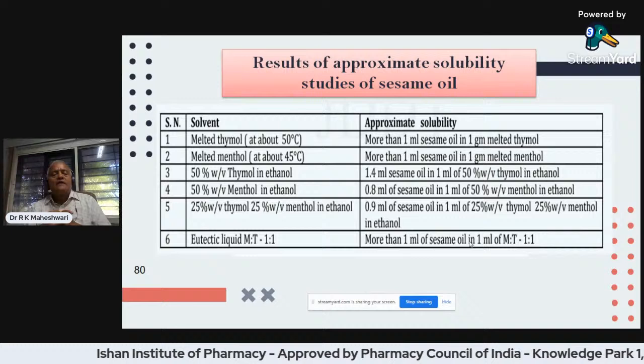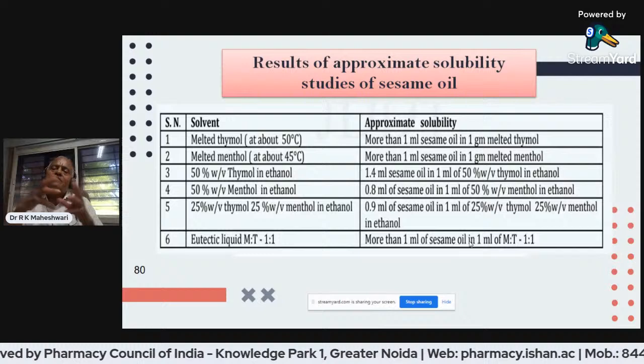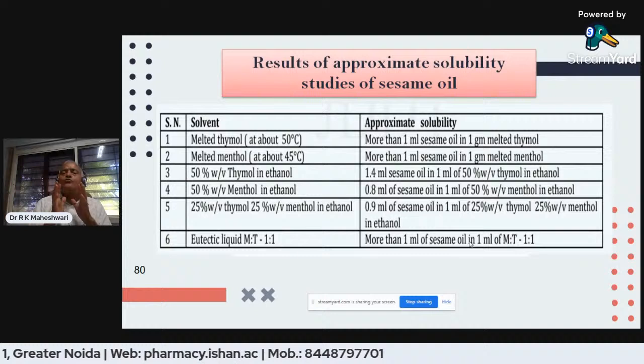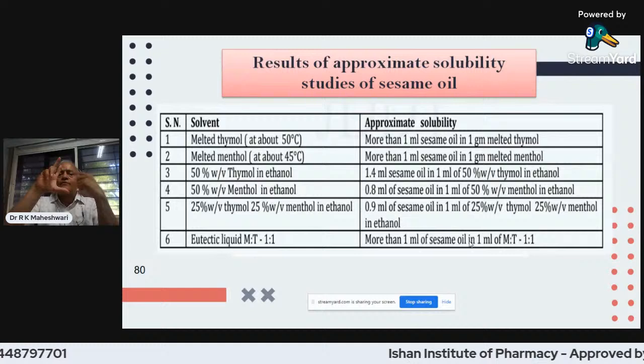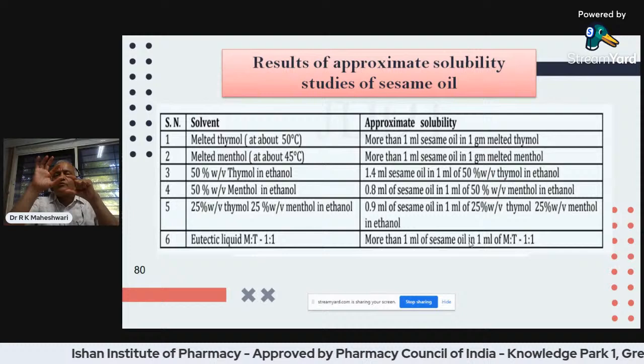Now how the extraction was performed, first you listen to this, then I will tell you the advantages of these methods. Melted thymol. We have found that melted thymol is a good solvent for sesame oil. Now the extraction: 3 grams sesame powder, fine powder. Then 9 grams of thymol. 3 grams sesame seed powder, 9 grams thymol.